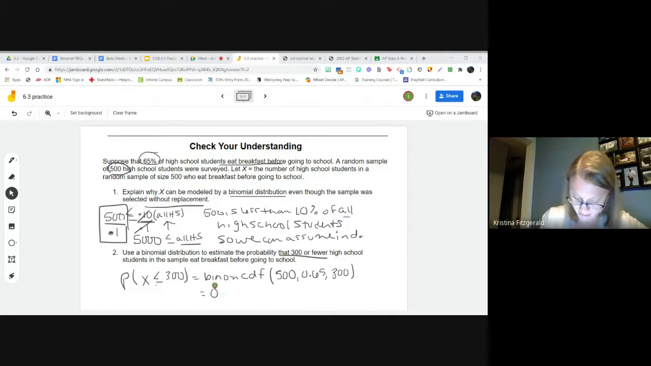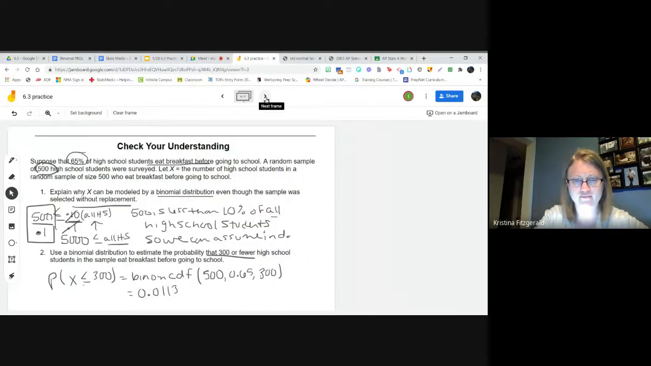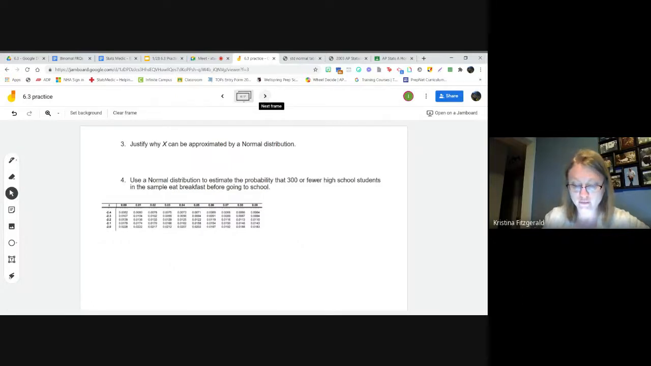So that's about 0.011. You can round it wherever you want. I'll throw another 3 on there. So that's our chance. So we have a 1.13% chance that, out of 500 high schoolers, 300 or fewer of them would eat breakfast. So not great. So eat your breakfast, kids. Eat your Wheaties.